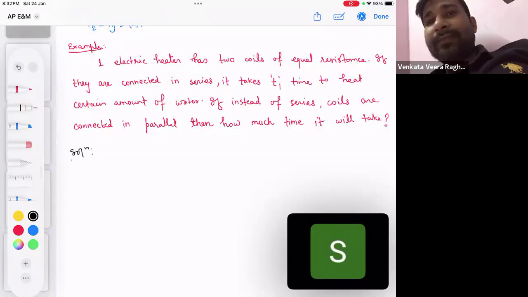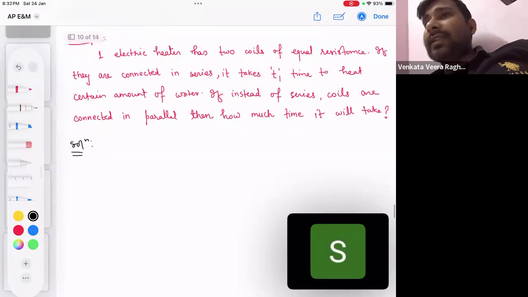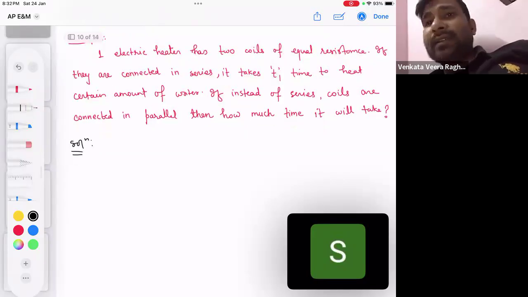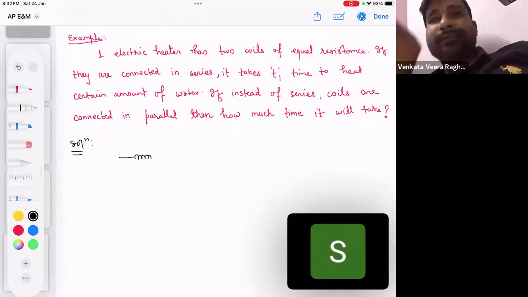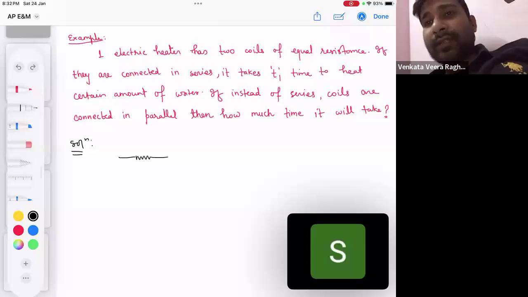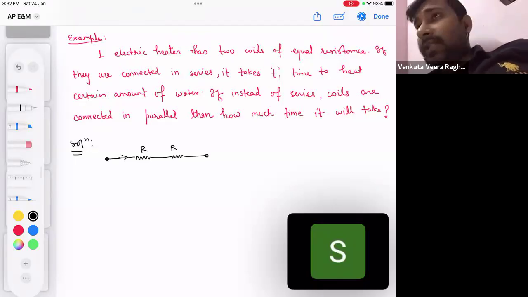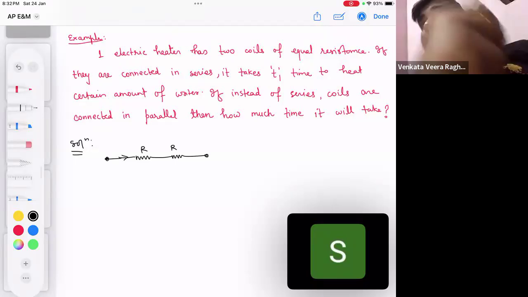Okay, let's see. Electrical heaters are there. In the first case, what have you done? There are two resistances, two coils. Let's draw it like the resistance. So it's two equal resistances, given to us, connected in series. And now you are going to connect these two resistors through a supply voltage, isn't it?